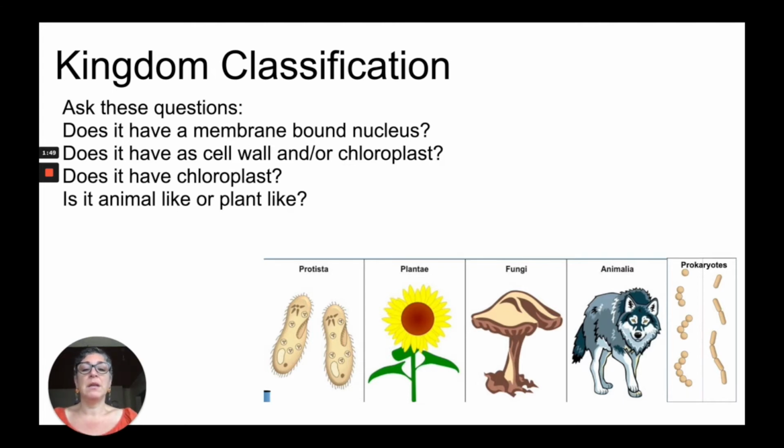If it does, then it can go into one of several kingdoms. If it does not, then it will belong to one kingdom. Does it have a cell wall and or chloroplast, combination together? Does it just have a cell wall? Does it have a chloroplast? Is the cell animal-like, as in does it consume food? Or is it plant-like? Does it make its own food? So those are the series of questions you would ask yourself in order to determine which kingdom you would classify an unknown organism into. So let's take a look at a few examples.